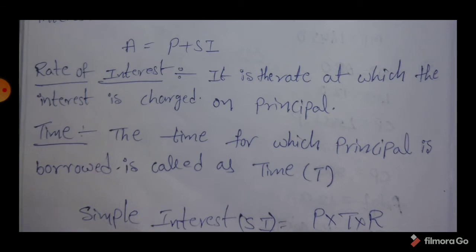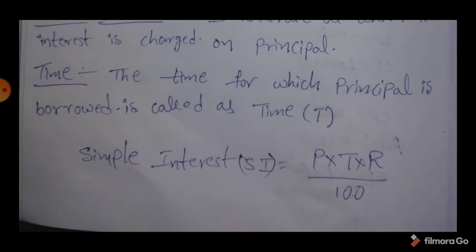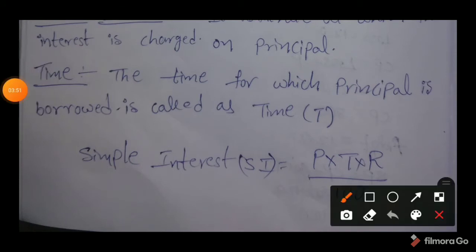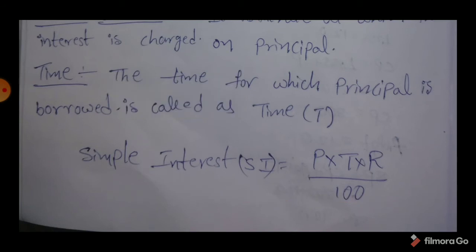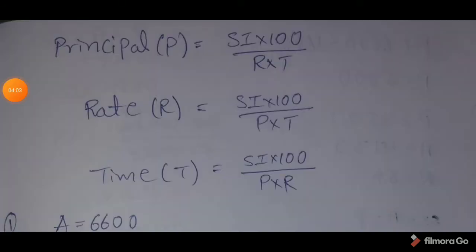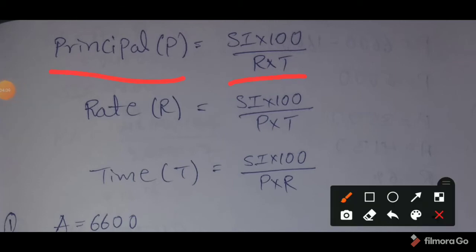We have some formulas here. You have to remember these formulas. This is the most important formula: simple interest SI equal to PTR by 100. P is principal, T is time, R is rate of interest, divided by 100. From the same we are going to derive other formulas: principal equal to SI into 100 by rate of interest into time. Rate of interest R equal to SI into 100 by principal into time. Time T equal to SI into 100 by principal into rate of interest. These are the main important formulas in this chapter that we are going to use.